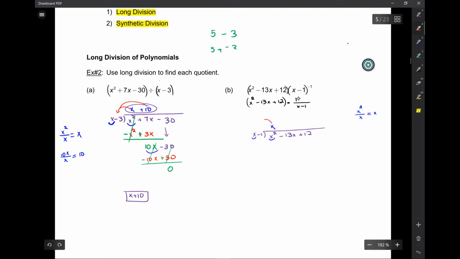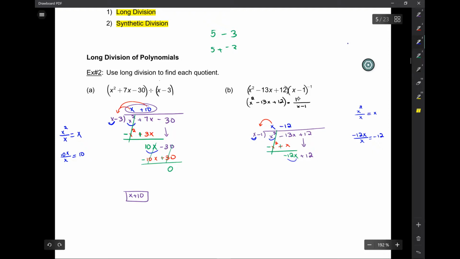Now comes the multiplying. X squared minus x. Change the signs and add. X squared minus x squared will go away. So here I have negative 12x. And now the whole process starts over. You bring down the 12. And we have negative 12x over x. That gives you negative 12.